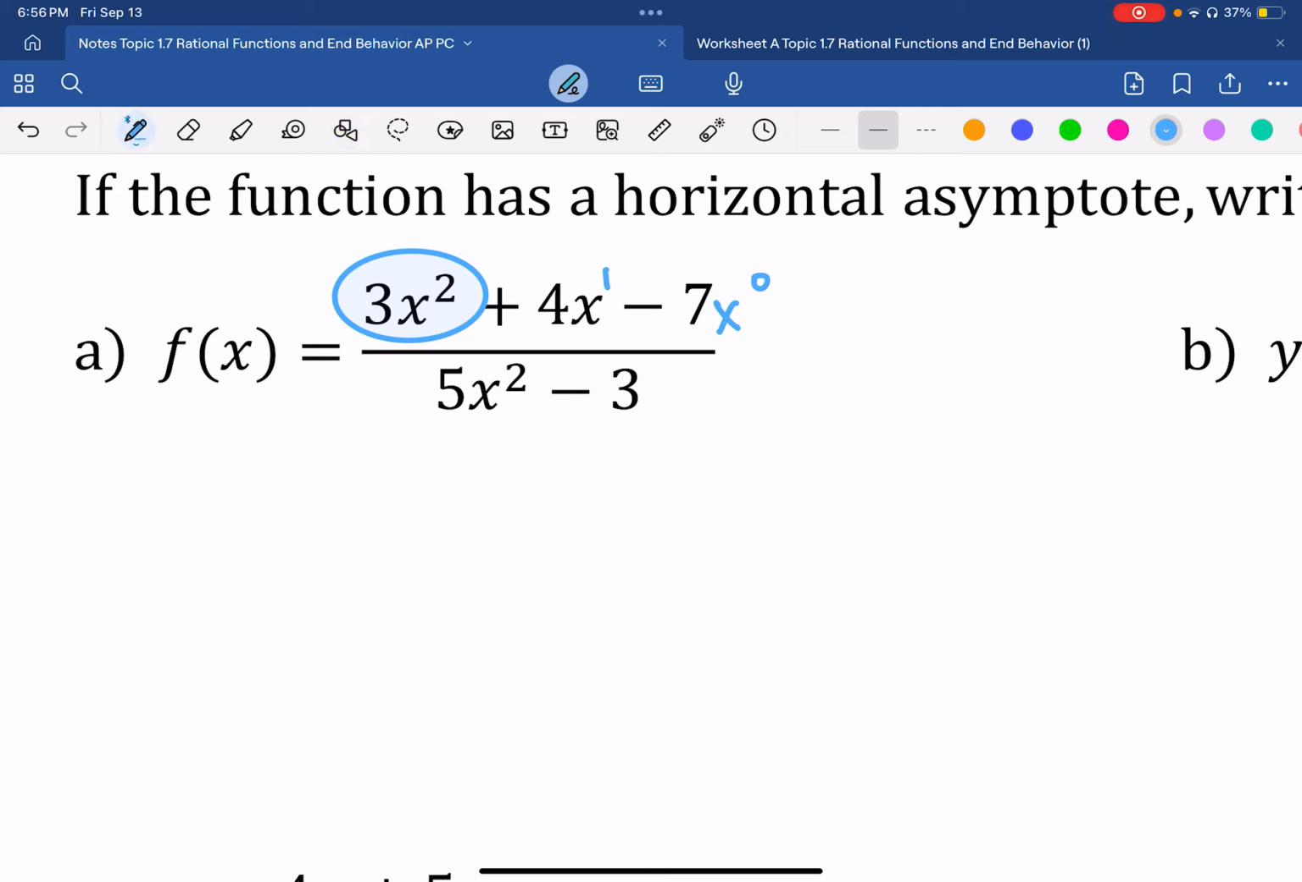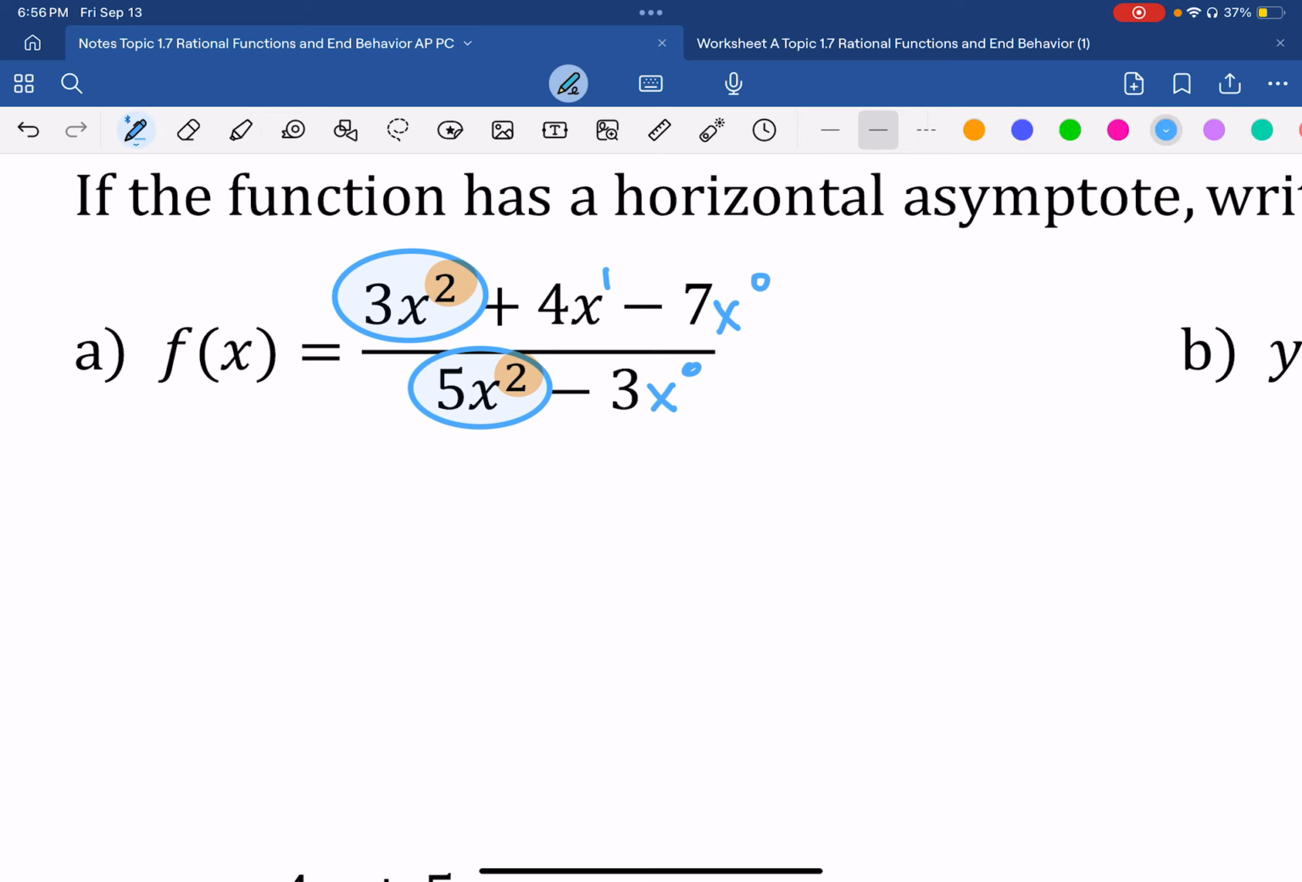And in the denominator, the 3 is also being multiplied by an imaginary x to the power of 0, so between the degree of 2 and 0, the term with the degree of 2 is bigger, which is 5x squared. Now if I look at the degrees, I have a degree of 2 at the top and a degree of 2 in the denominator. My exponents are the same.